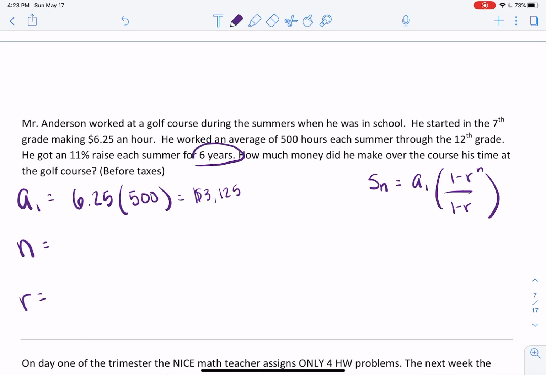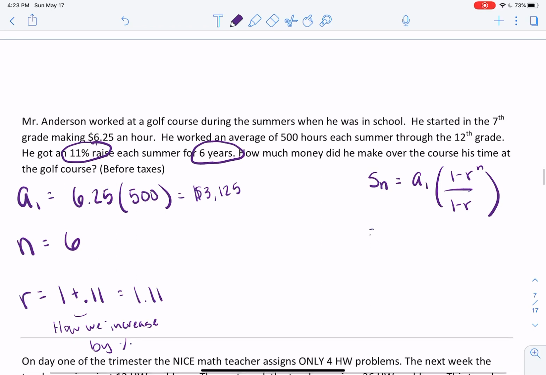Okay, we're talking about 6 years, so that's how many terms or summers we have. And because he got an 11% raise, the way we write that is 1 plus 0.11, so it'd be 1.11. So that's how we increase by a percent. Okay, so now we have everything we need. So the first term was 3,125 times 1 minus 1.11 to the 6th power over 1 minus 1.11.